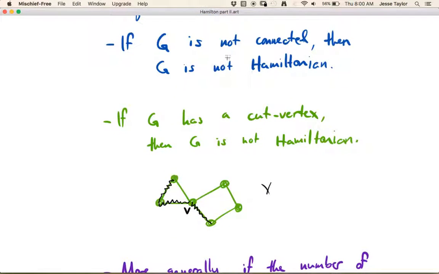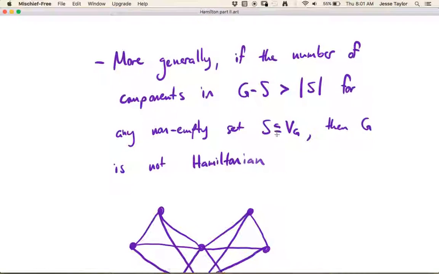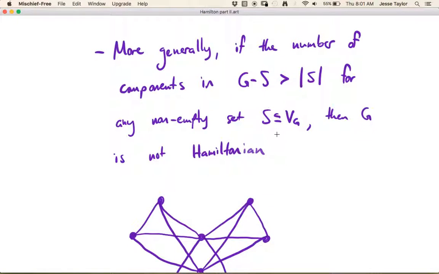So what is actually happening in these two things? In some sense, you want to have enough passages from one quote-unquote piece of the graph to another. More specifically, the general idea of what's happening above is that if the number of components in G delete S, for some subset S of vertices, is more than the size of the set S, then G is not going to be Hamiltonian.